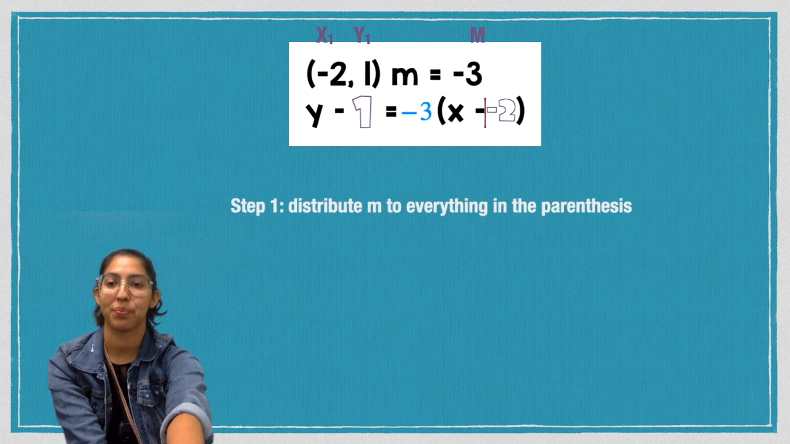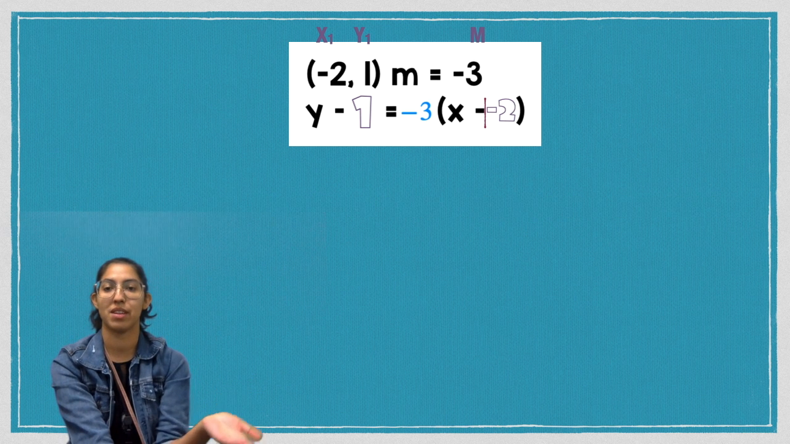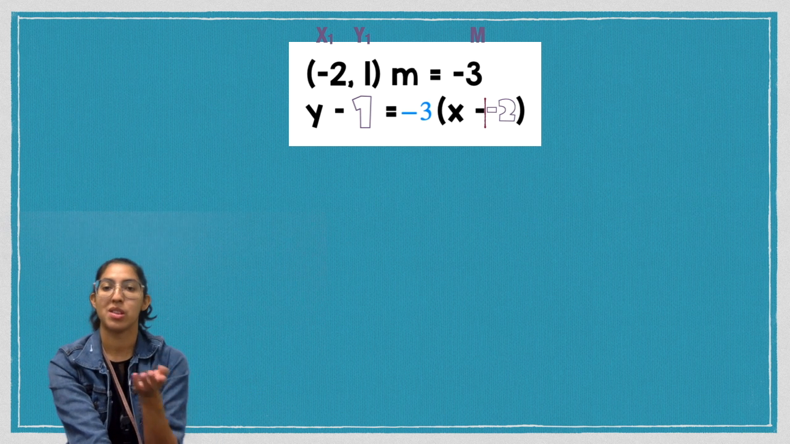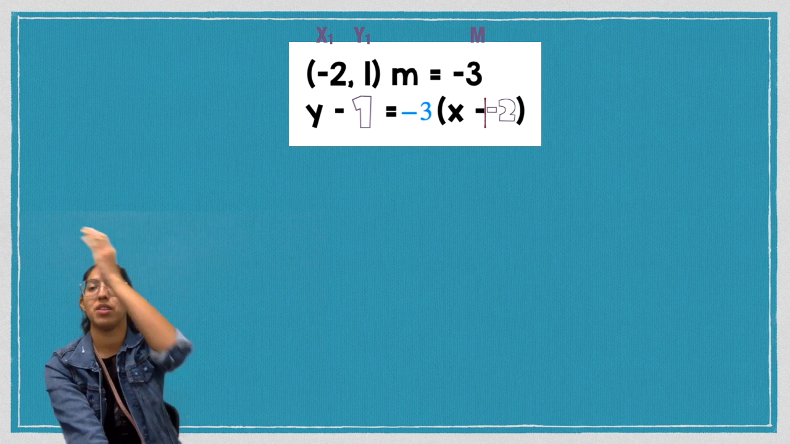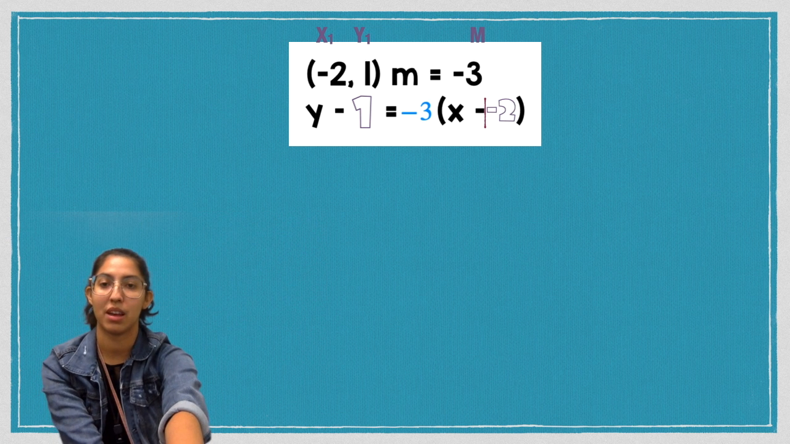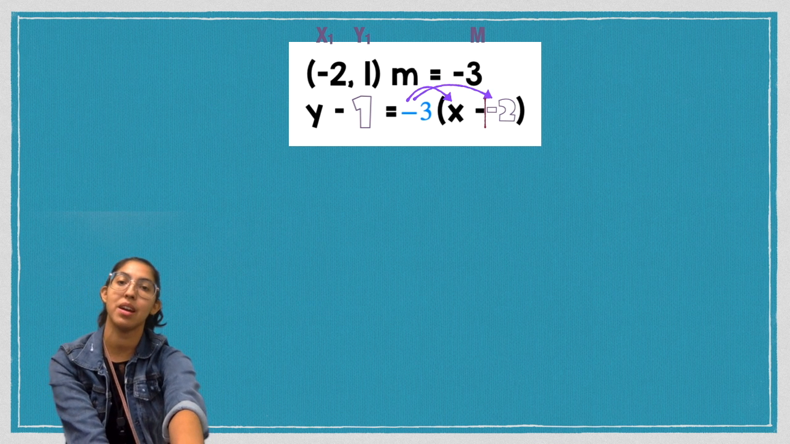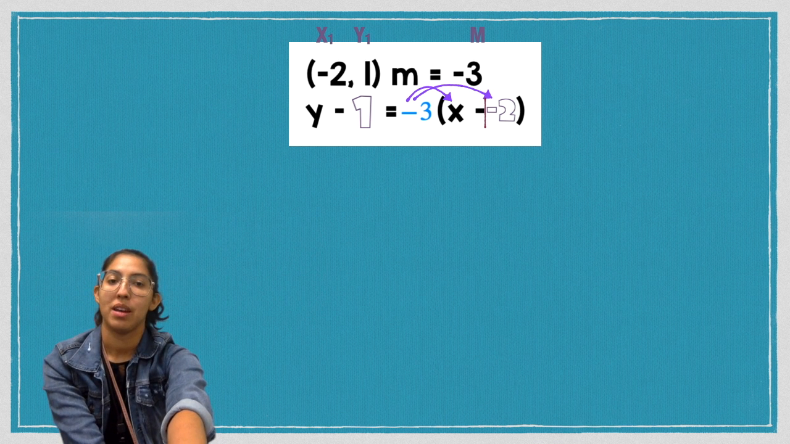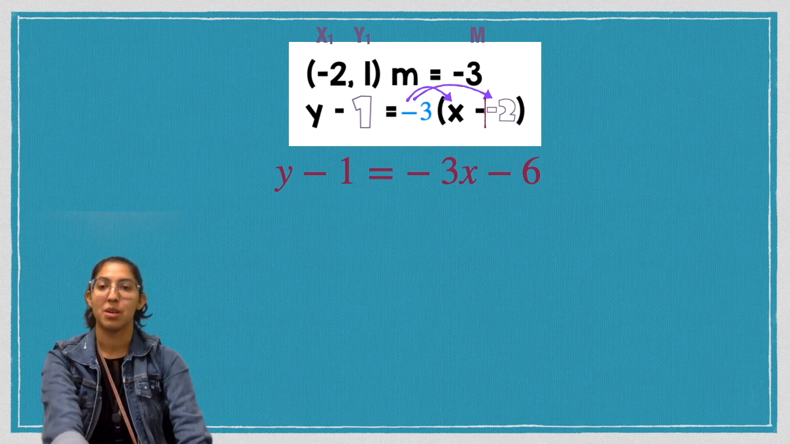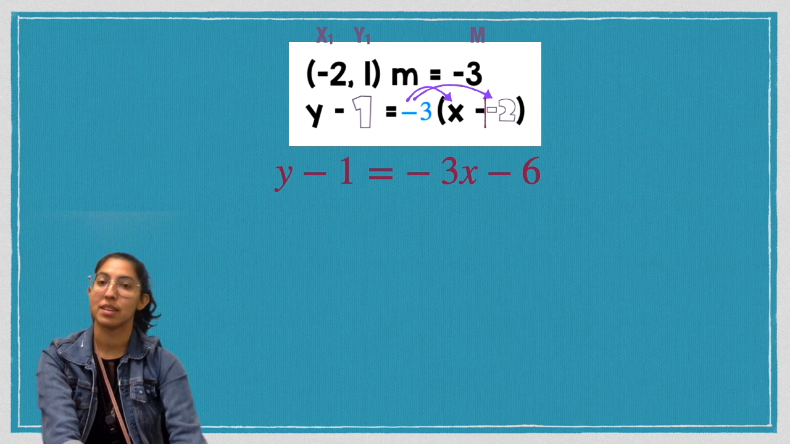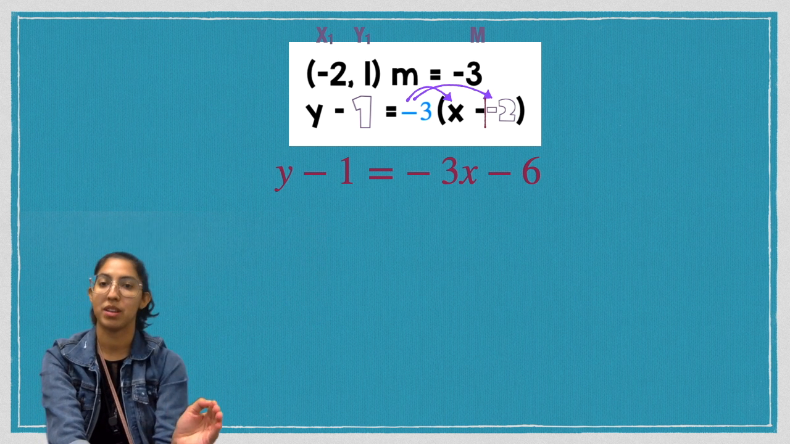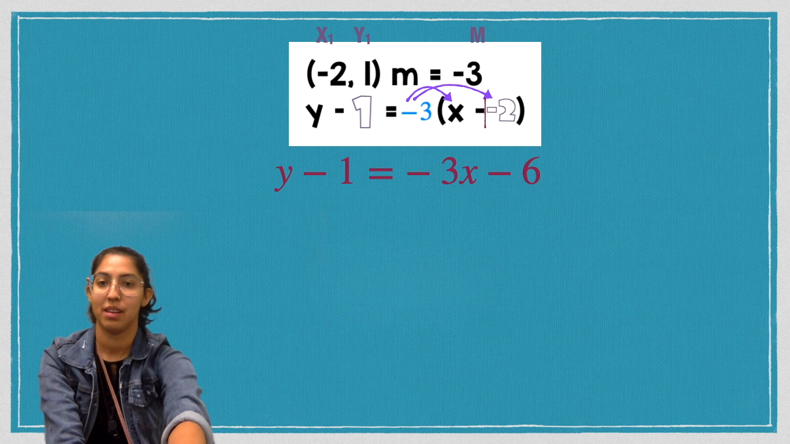So first step, distribute m to everything. So what is m? -3. So that -3 needs to go to everything in the parentheses. Algebra is fair. If I do something here, I have to do something there. So we end up with y minus 1 equals -3x minus 6, because -3 times +2 would be a -6.